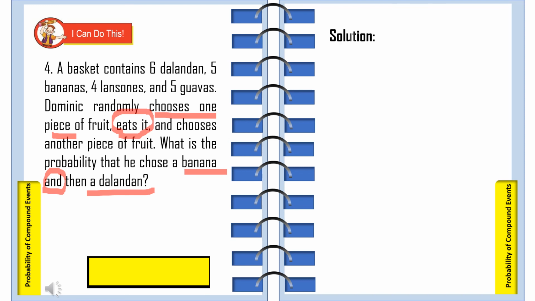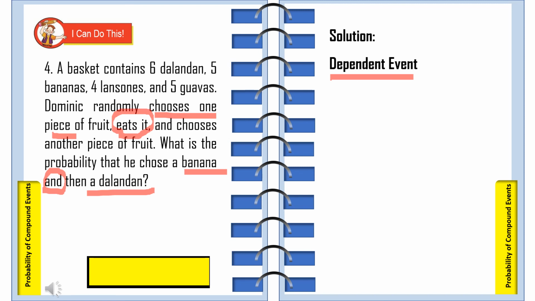What will be our solution for this? Okay, so what kind of event ito? Very good. This is now under dependent event. Bakit? Kasi ito, kakainin niya yung napili niyang prutas. Therefore, kung kakainin niya yon, mababawasan na yung total number of fruits sa basket. Hindi pwedeng ibalik pagkakain niya. So, understood yun na pag kinain niya yon, mababawasan na.